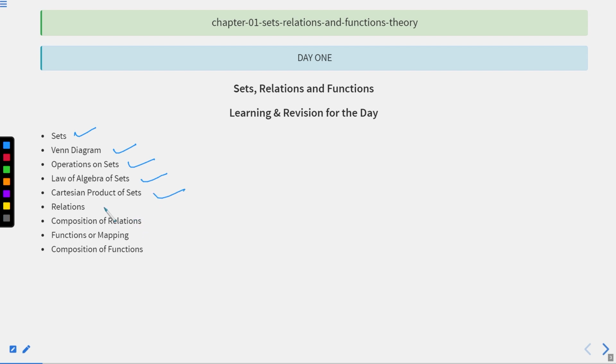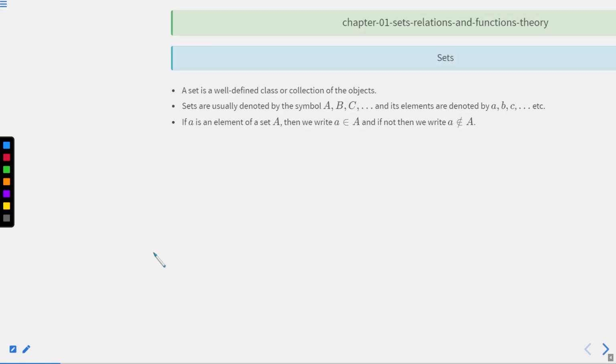After that, we will jump to relations. So we will study the definition of relations. What are relations? After that, we will go to the composition of relations. After discussing relations, we will jump to functions or mappings. Functions are also called mappings. So we will discuss the definitions of functions and different types of functions. After that, we will go to the composition of functions. Let's start sets, relations, and functions.